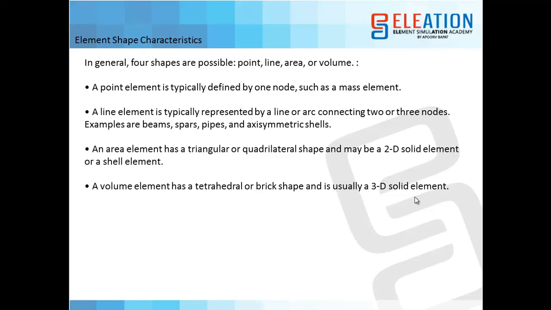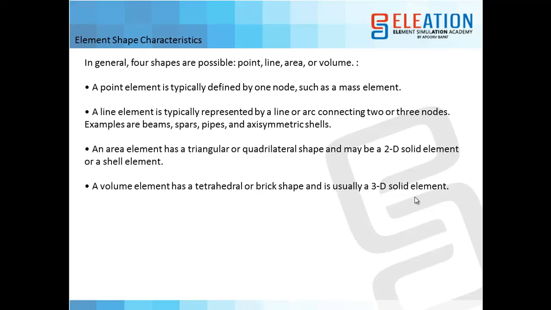Then we will see about the different shapes and characteristics. In general, 4 shapes are possible: point, line, area or volume. A point element is typically defined by one node, such as a mass element. So you can use dead mass types of elements; they come under the point element. Then a line element is typically represented by a line or arc connecting 2 or 3 nodes. Examples are beams, spars, pipes and axisymmetric shells. So those types of elements which are generated by connecting 2 or 3 nodes come under 1D elements.